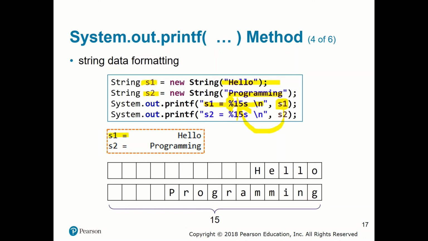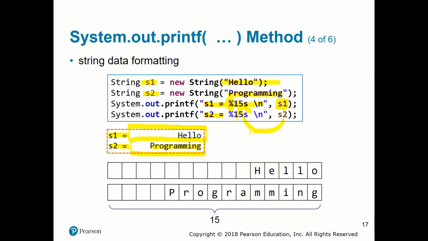And then 15 means make spaces for 15 to print out S1. So here are the 15 spaces, and then hello is printed out like this. Likewise, S2 equals is printed out like this, and then make 5 spaces for the string S2. Then 5 spaces will be occupied, and then S2, programming, is printed out.